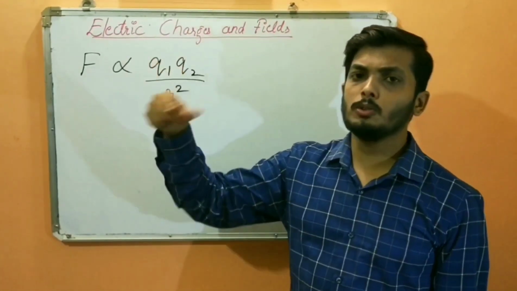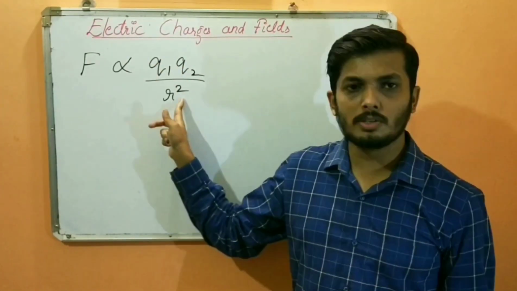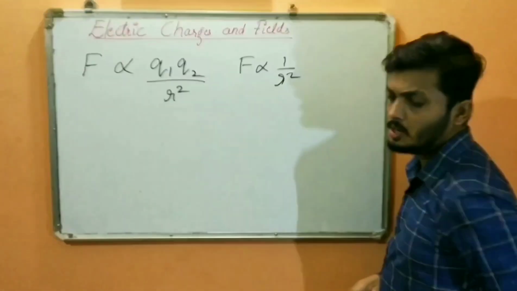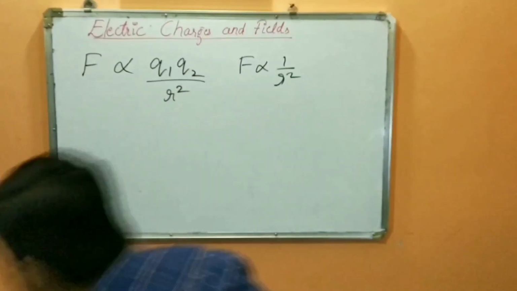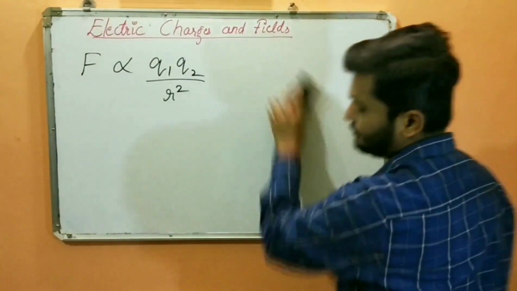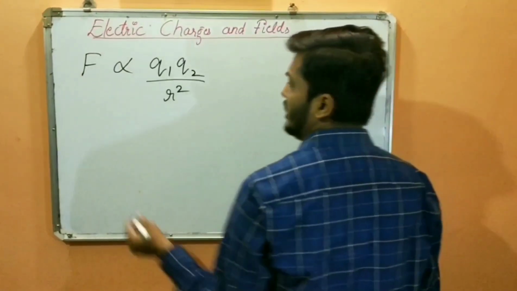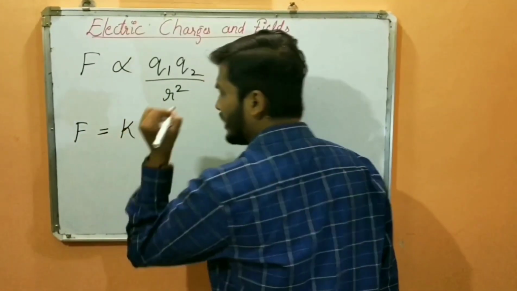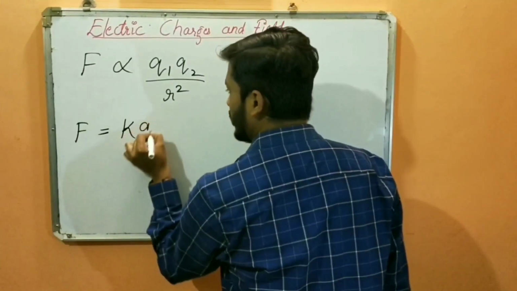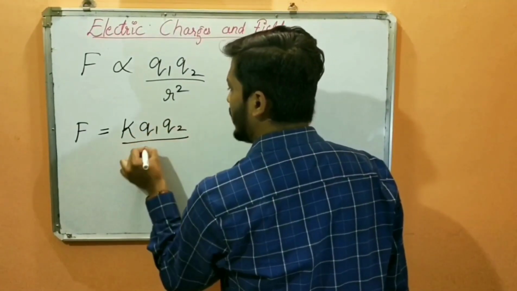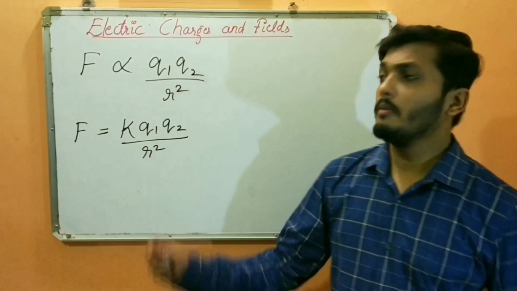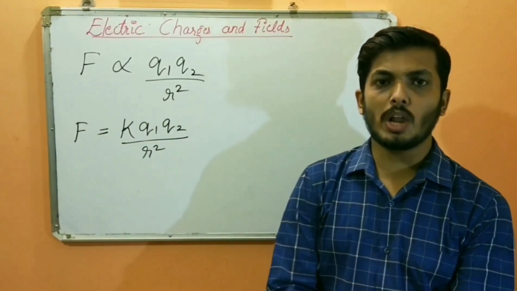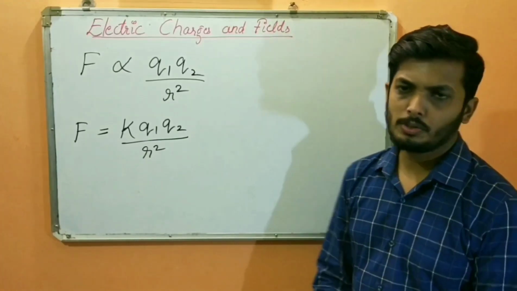This Coulomb's law is also known as inverse square law because of this reason, because F varies inversely proportional to the square of the distance. Now, students, see here, if I remove this proportionality, I am going to get one constant K. Let me give the name K. F equals K Q1 Q2 divided by R square, where K is known as electrostatic force constant.